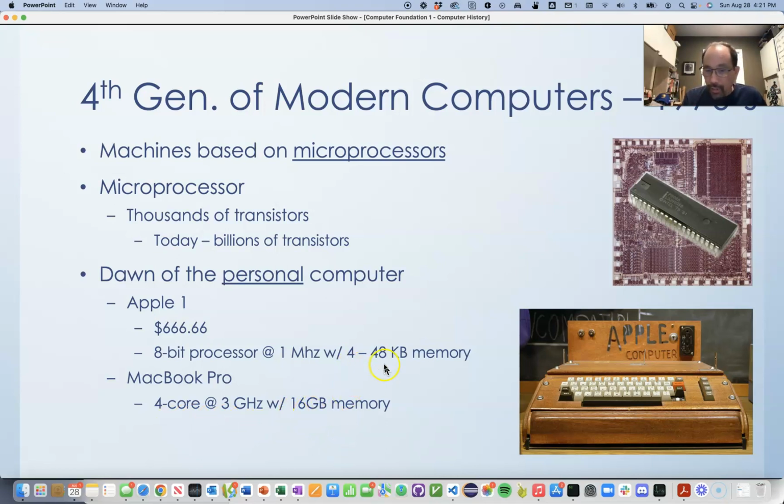And there's also memory. The original Apple computer had up to 48 kilobytes of memory. That's 48,000 bytes of memory. Nowadays, computers have 16 gigabytes of memory. That's 16 billion bytes of memory. So a huge, huge, huge increase.